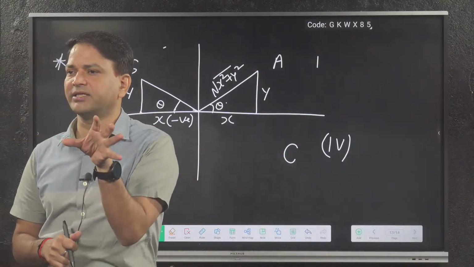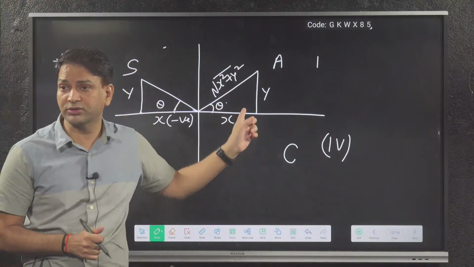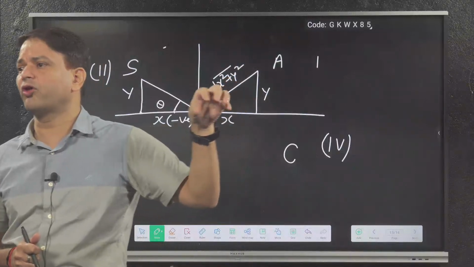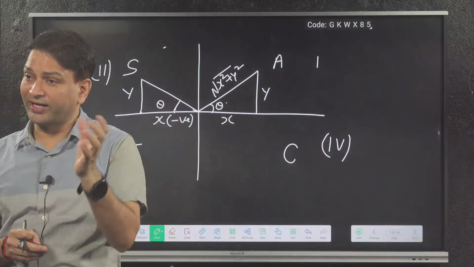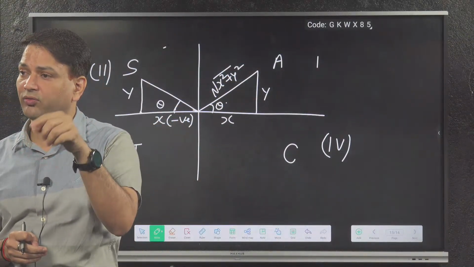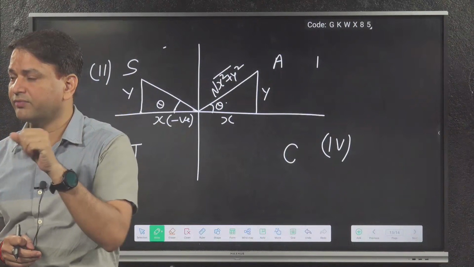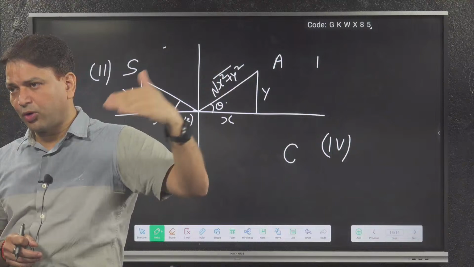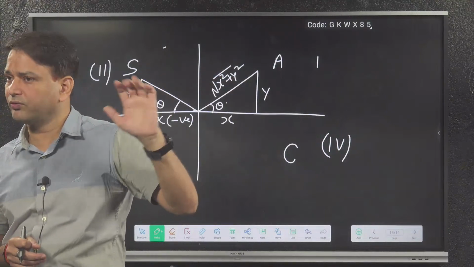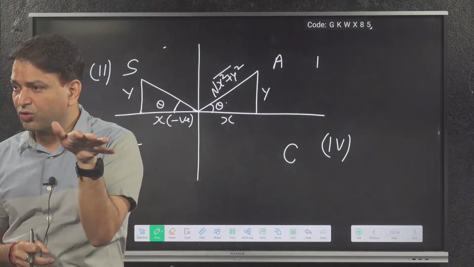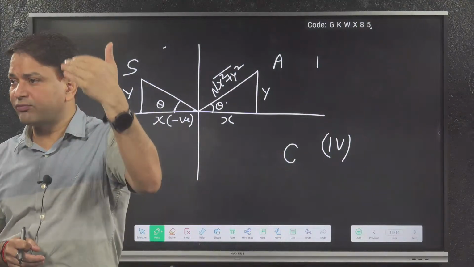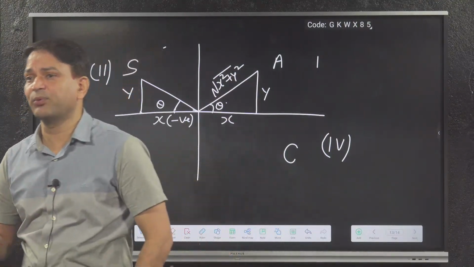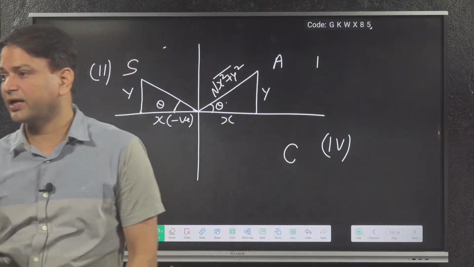If I am writing sine theta in the second quadrant, sine theta is y upon under root of x square plus y square. Y is positive, so sine theta is positive. If I am writing tan theta, it is the opposite side upon the adjacent side. The opposite side y is positive, but the adjacent side x is negative. So positive upon negative, what will you get? Negative. That's why in the second quadrant we say sine is positive, and the rest of the trigonometric ratios are negative.